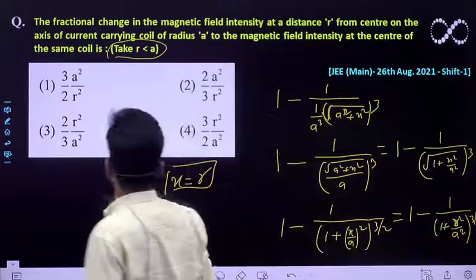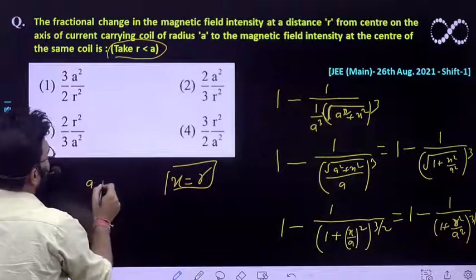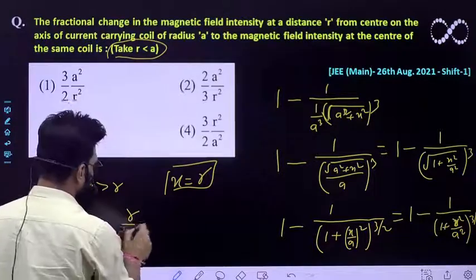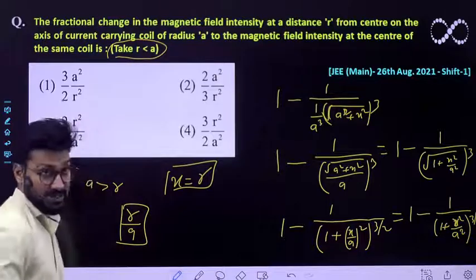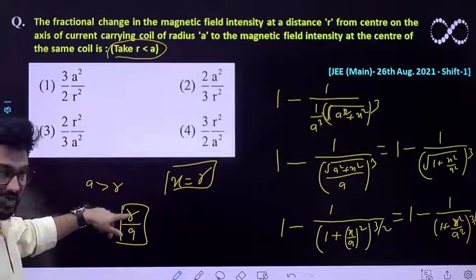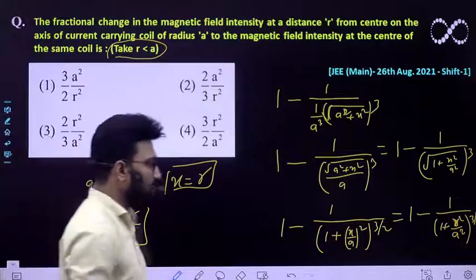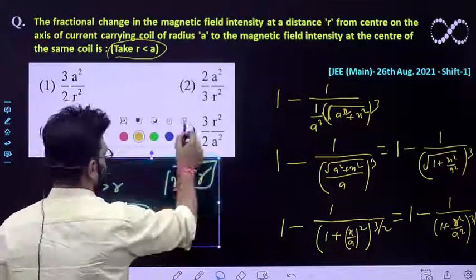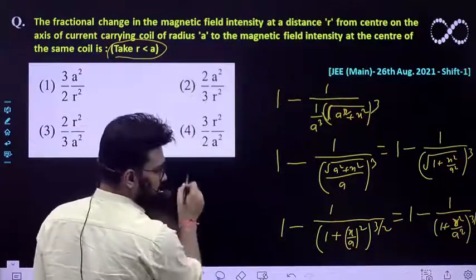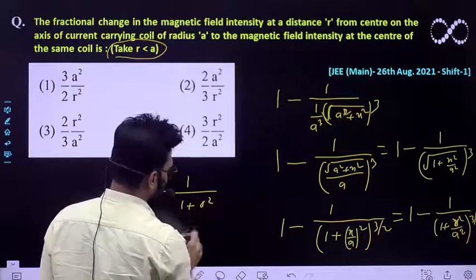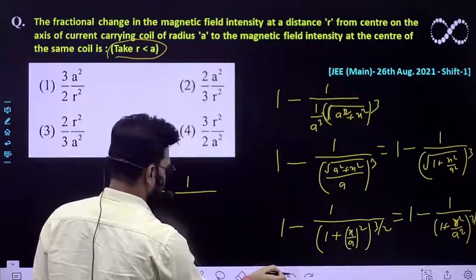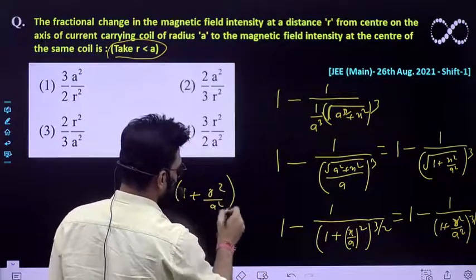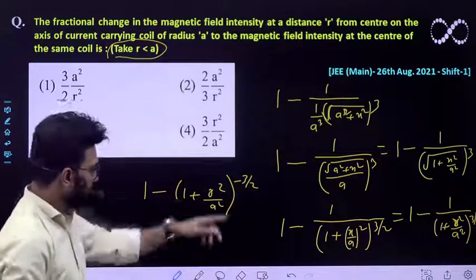Now in this expression a is very much greater than r. So the ratio r by a, don't you think this would be less than 1, because a is greater than r, so this ratio is less than 1. Now further this expression can also be written as 1 minus 1 upon 1 plus r square by a square, power 3 by 2. It can also be written in the upper form as 1 plus r square by a square, power minus 3 by 2. Don't you think? It can be easily written like this.